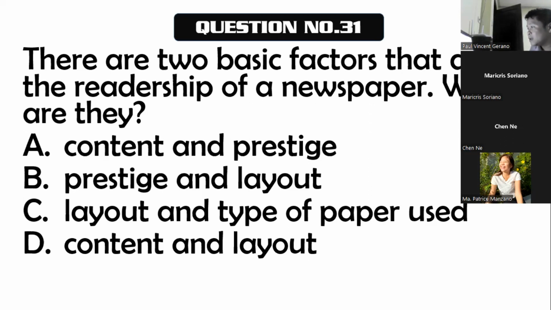Letter D. Correct. First, you buy a newspaper for the news, right? That's content. News, content. Then, maraming newspaper ang nasa hilera, right? Nasa newspaper stand. Ano yung pipiliin mo? Siyempre, yung may malaking pictures, glossy ang paper, maraming colors, bold ang print. Anong tawag doon? Layout. So the correct answer is letter D. Content and layout.